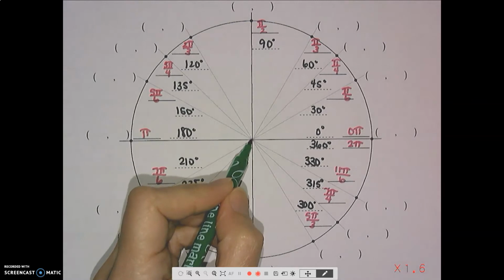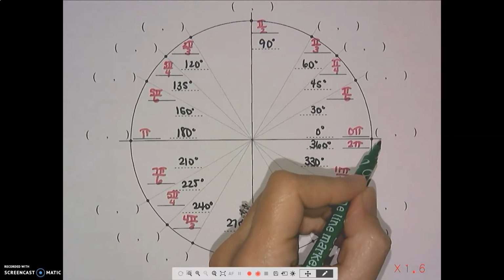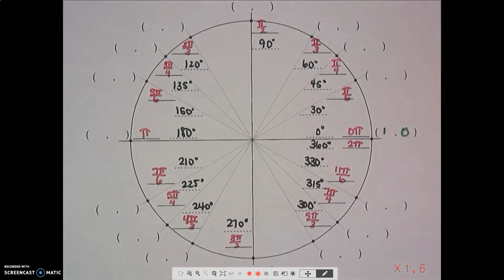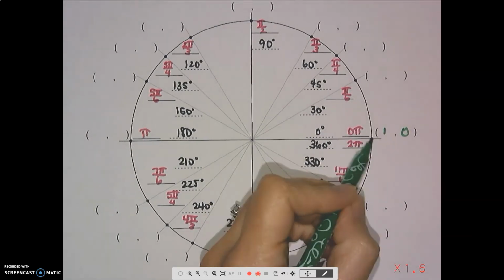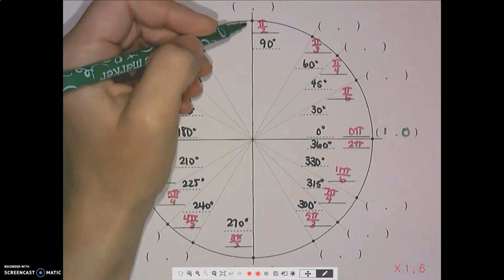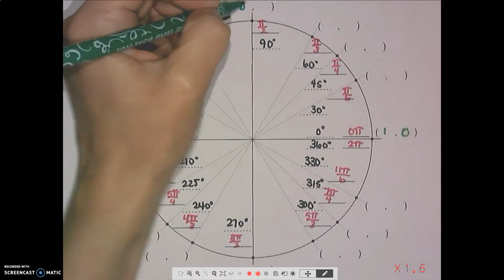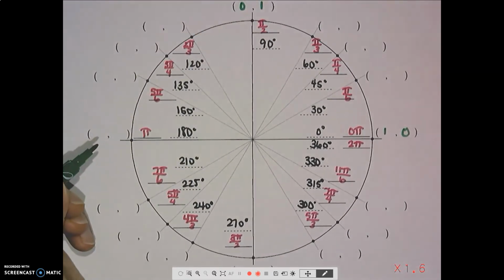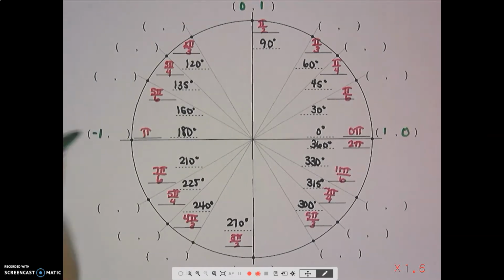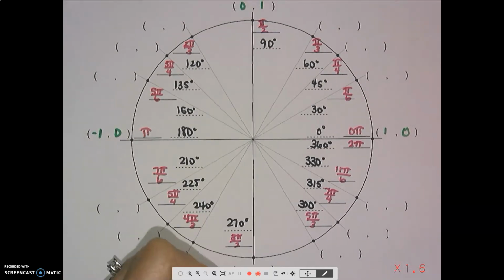So if we're here, this is our origin, and we're over here at 0 degrees, we would have gone +1 in the x direction and 0 in the y direction. So the coordinates of this point here are 1, 0. If we're up here at 90 degrees, we have gone 0 in the x direction and a +1 in the y direction. Over here at 180 degrees, we've gone left 1, so that would be -1, and then we didn't go anything in the y direction. And then here we would be at 0 and then -1, okay?